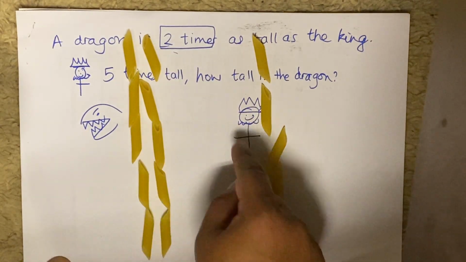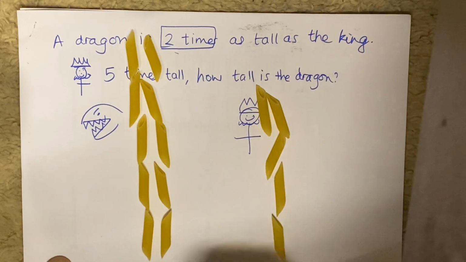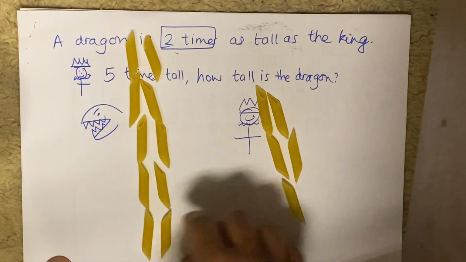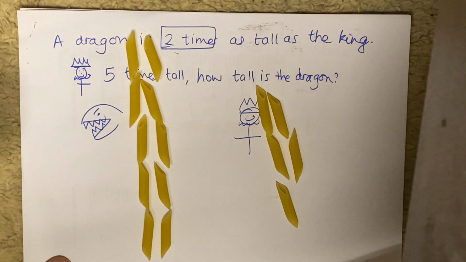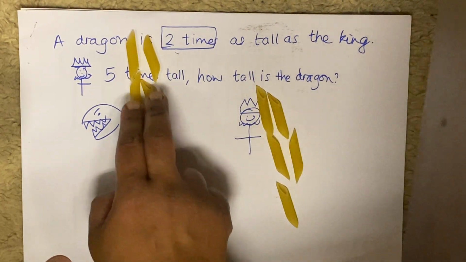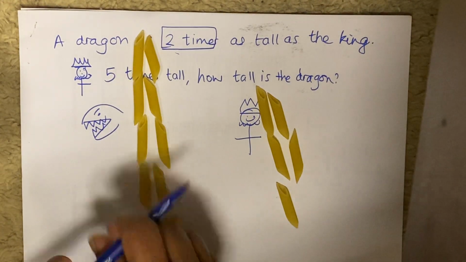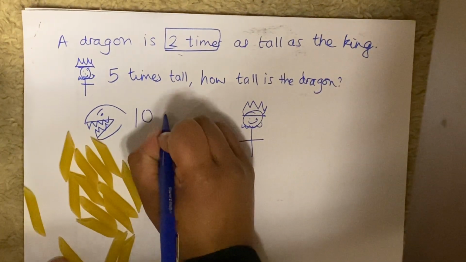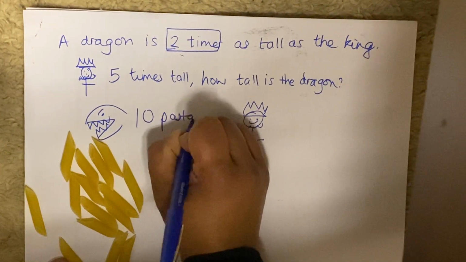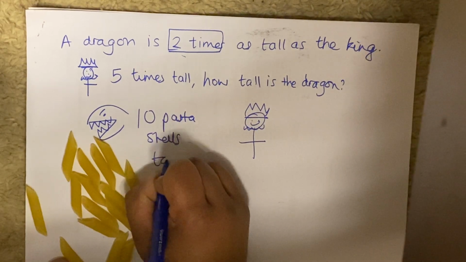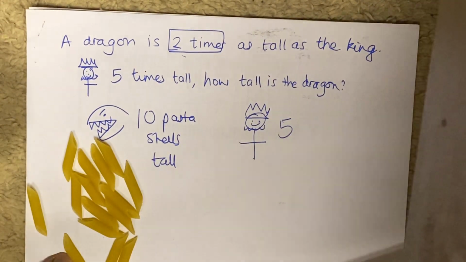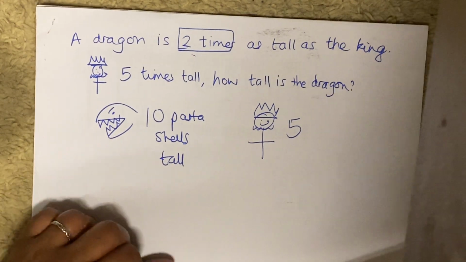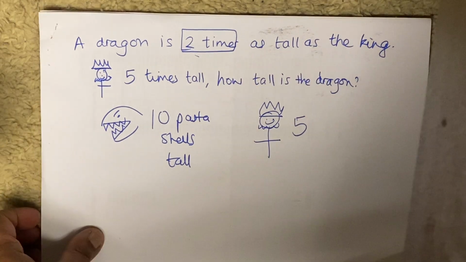So how tall? The question says, how tall is the dragon? Let's count in our 2. So this is how tall the king is. And this is how tall the dragon is. Let's count how many pasta shells we have altogether. 2, 4, 6, 8, well done, 10. So this dragon is 10 pasta shells tall. Whereas the king is only 5 pasta shells tall. Okay? All right. So remember, you can use pasta shells to help you with your counting if you get stuck.